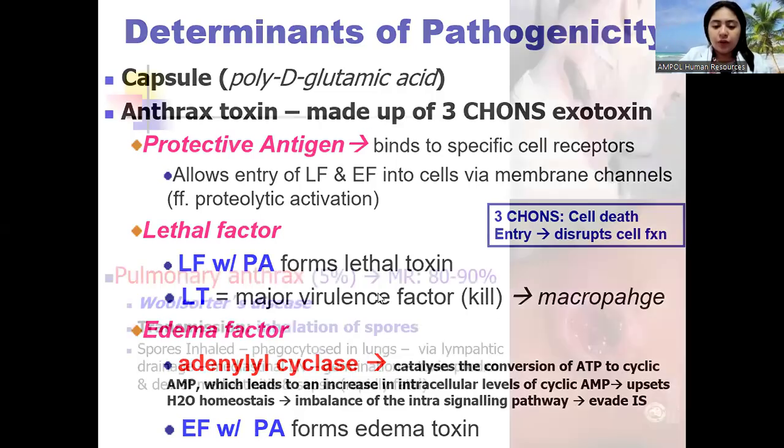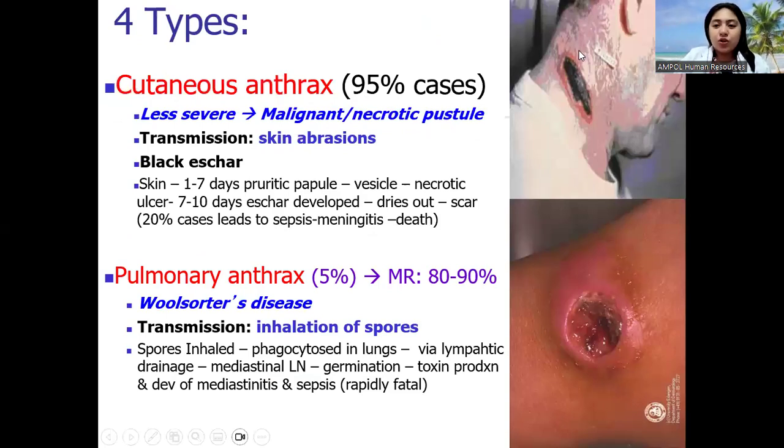We have four types of anthrax. First, cutaneous anthrax, which accounts for 95% of cases. It is less severe, however it is very prone to developing into a malignant or necrotic pustule. Transmission of cutaneous anthrax is through skin abrasions. If you get a wound and a person who also has a wound has anthrax, it passes through the skin, or it can also be from the soil where anthrax is found.